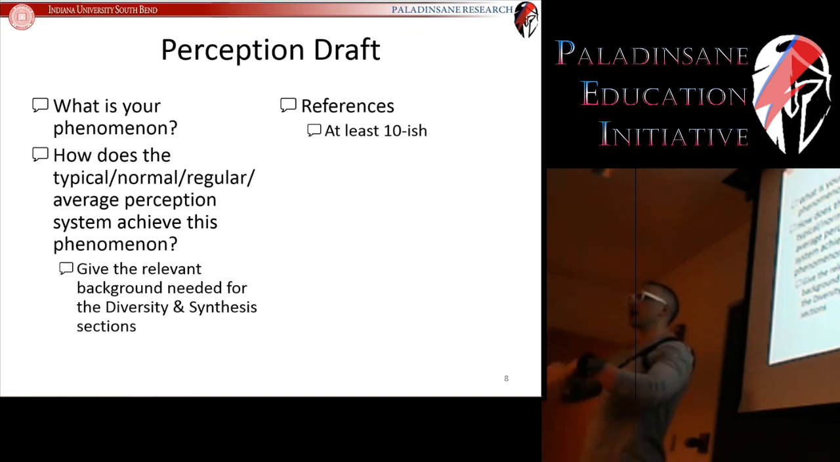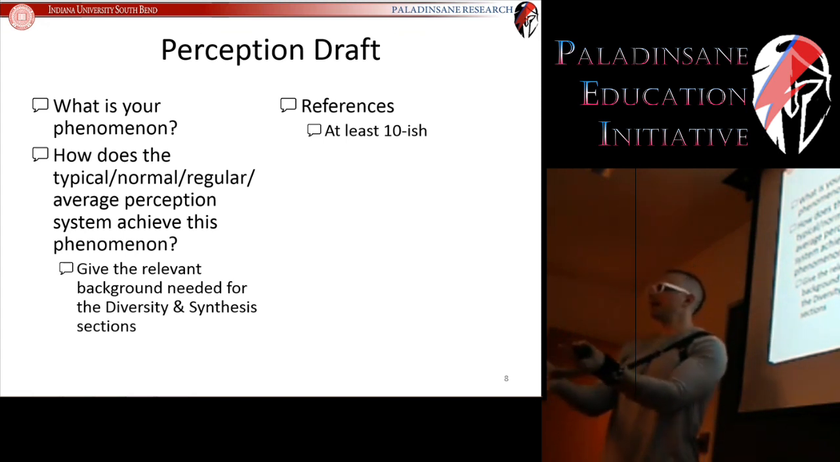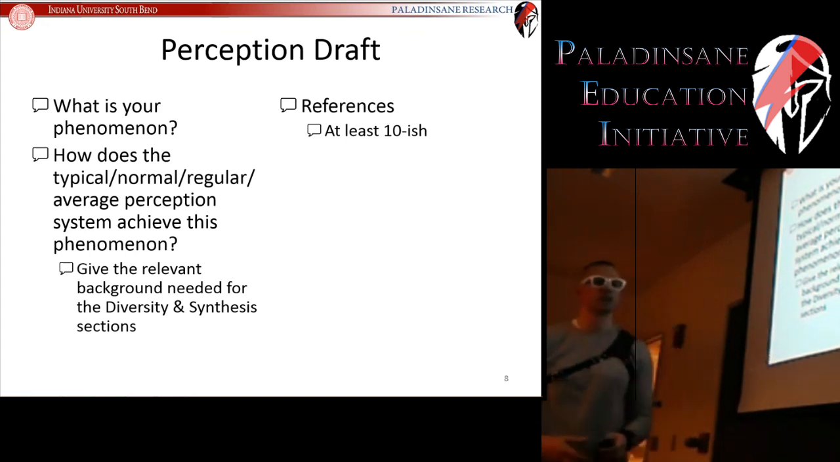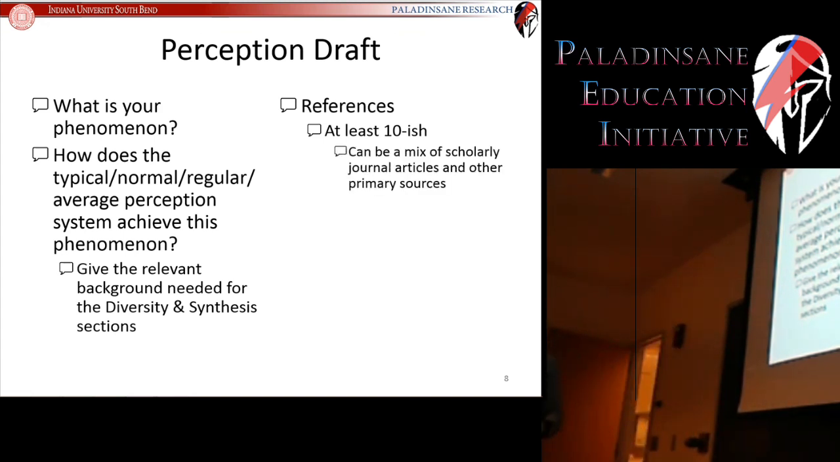You're presenting other people's ideas, so we do need to cite and make sure that credit is given where credit is due. But we want that sort of amount that is persuasive, so that somebody will look at the research we're citing and say, that's a good amount of agreement, that's a good amount of support for this. So at least 10-ish, and you can go higher. It can be a mix of scholarly journals and other primary sources. If you find research done by organizations, you can get it off their webpage. If you find other online resources, you can use those as well.